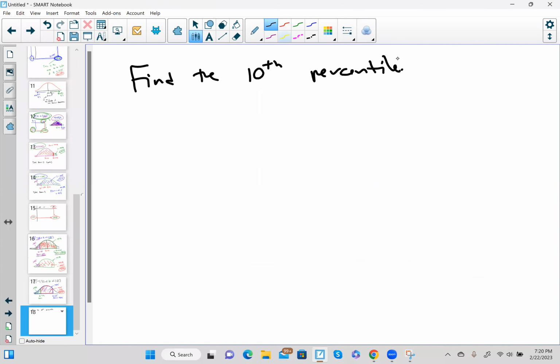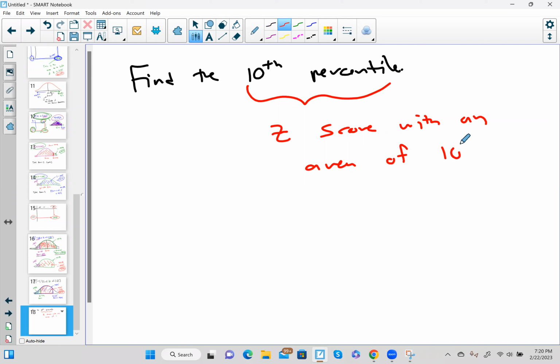So the 10th percentile is really saying it's the z-value, or z-score, with an area of 10%, or we could say 0.1, below it. So notice what's happening here, right? We're giving you the area of 10%, and we're saying what z-score has 10% of the area below it.